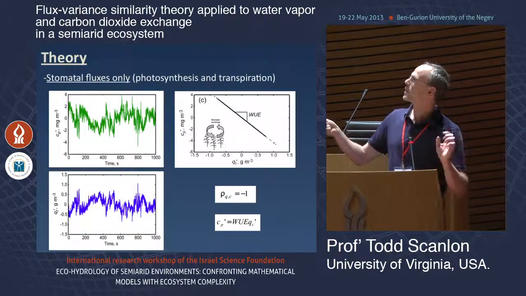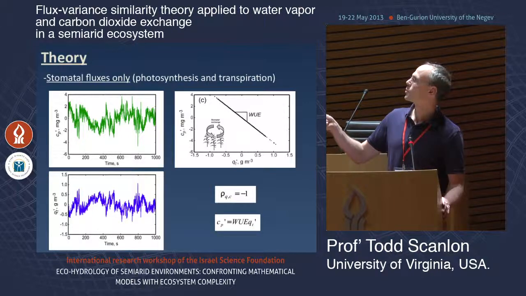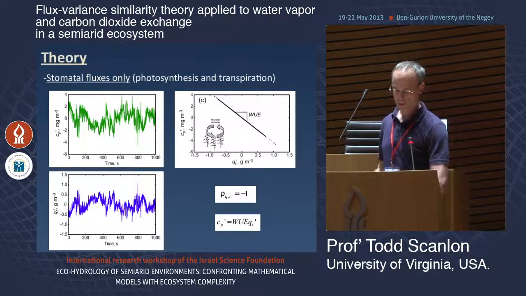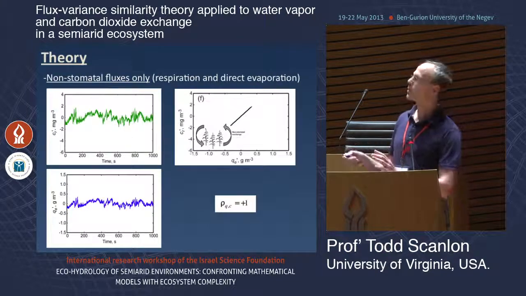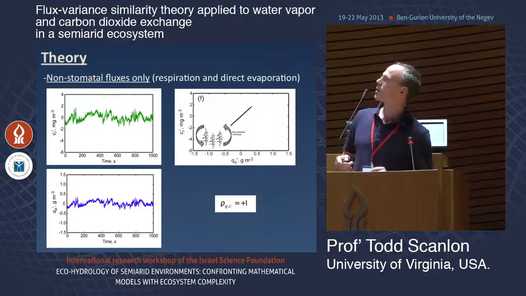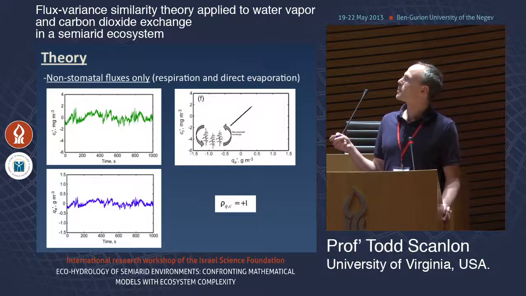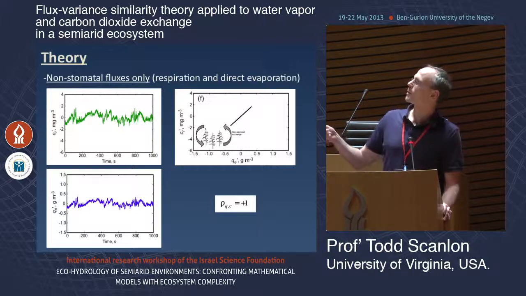And any perturbation from the mean value of CO2 would scale by the water use efficiency with any perturbation from the mean of the water vapor concentration. Now let's assume that we have the stomatal exchange shut off, and all we have are non-stomatal fluxes. So we have direct evaporation going on, and we have respiration going on.